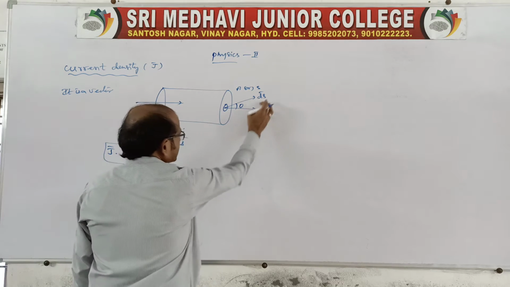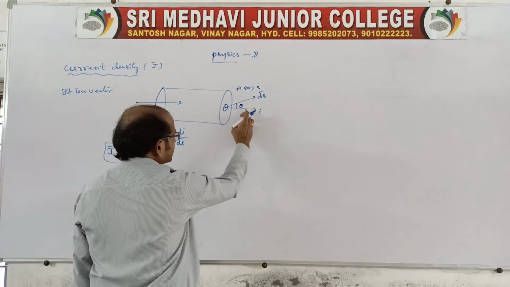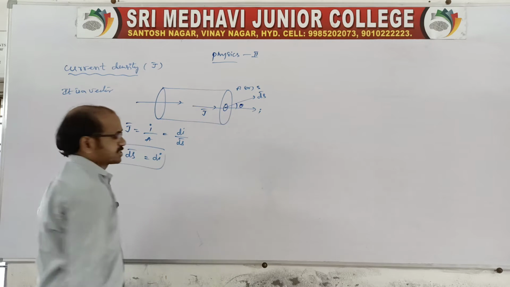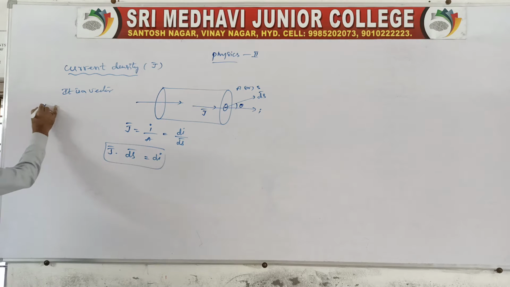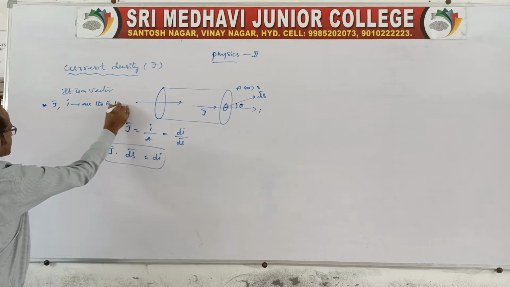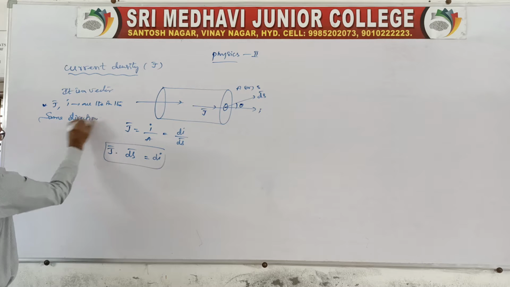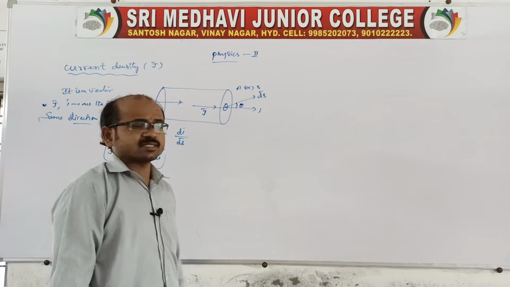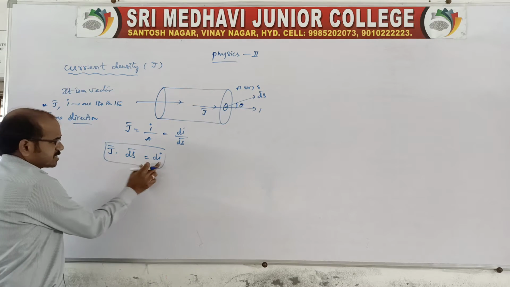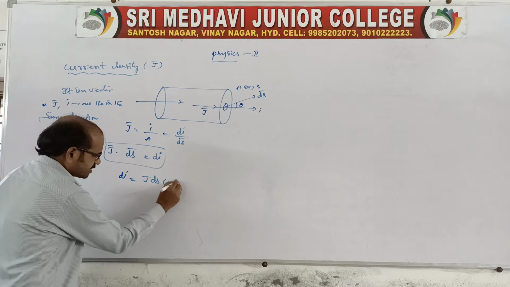Here ds bar is a vector, which makes an angle theta with the direction of current. And you remember, current and current density are in the same direction, which is very, very important. J bar and I are in the same direction. Here J bar dot ds bar is di. Therefore, di is J ds cos theta.